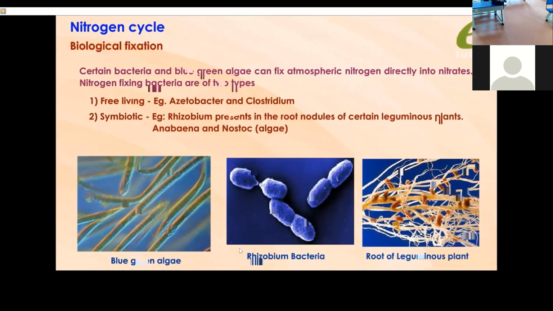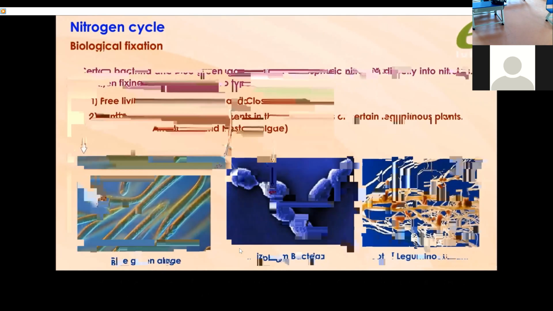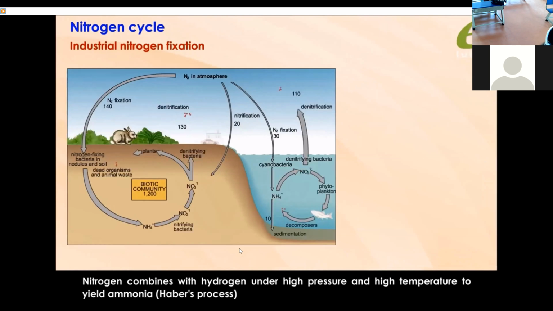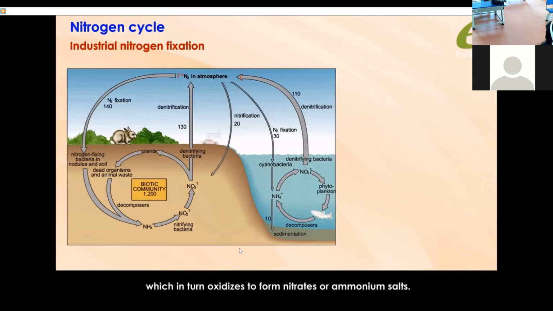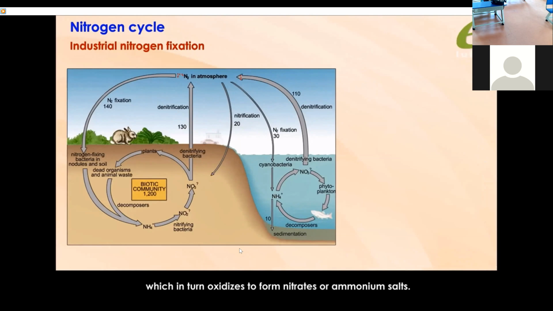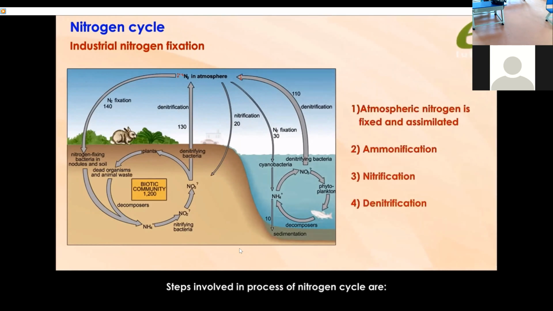Industrial nitrogen fixation. Nitrogen combines with hydrogen under high pressure and high temperature to yield ammonia, Haber's process, which in turn oxidizes to form nitrates or ammonium salts. Steps involved in the process of nitrogen cycle are: atmospheric nitrogen is fixed and assimilated, ammonification, nitrification, denitrification.